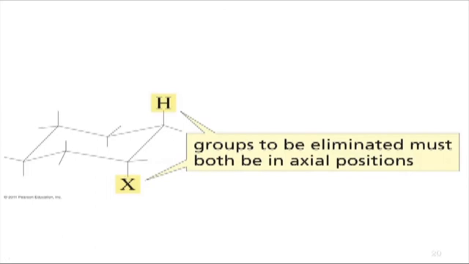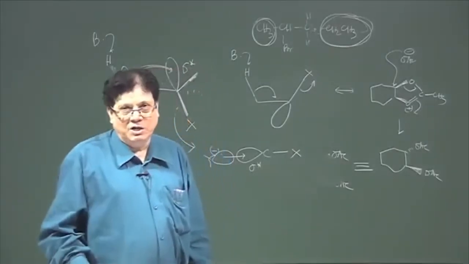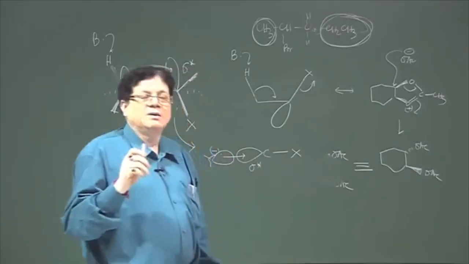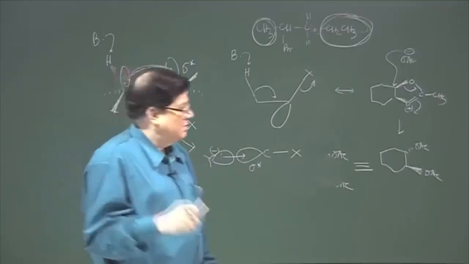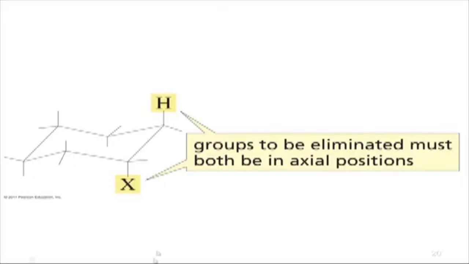Now, in the case of cyclohexane, if it is not an acyclic system, in an acyclic system what you do is draw the Newman projection and ultimately draw a conformation where the leaving groups are anti to each other, anti-periplanar to each other. In the case of cyclohexane, if you are doing a dehydrohalogenation, then the hydrogen and X have to be eliminated from vicinal positions, and the hydrogen and X should be anti-periplanar in order to undergo the elimination.